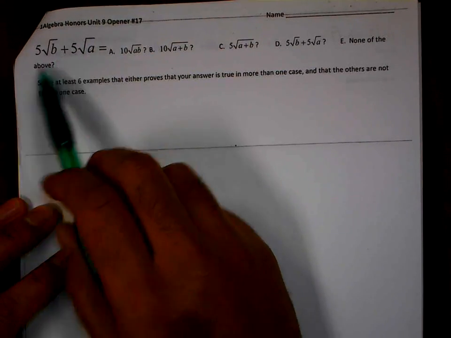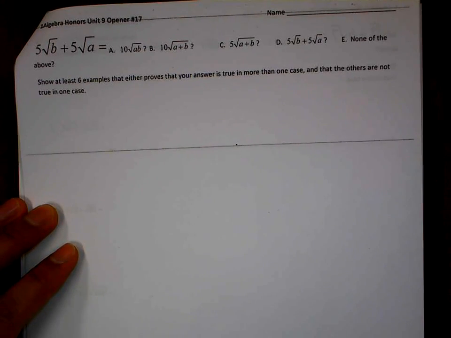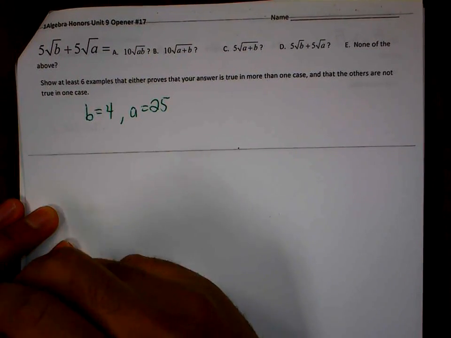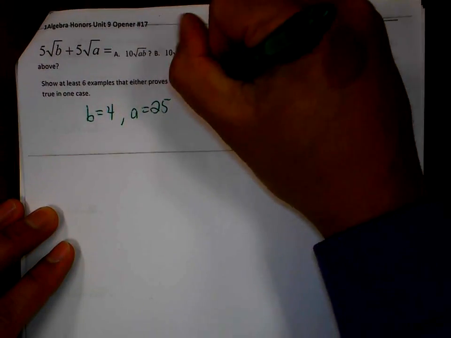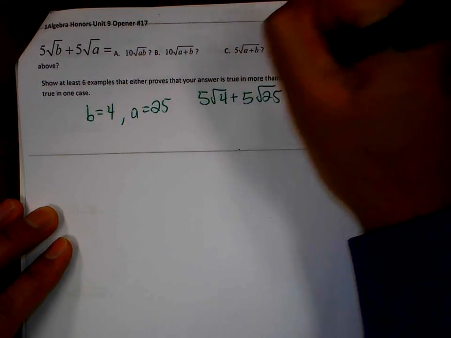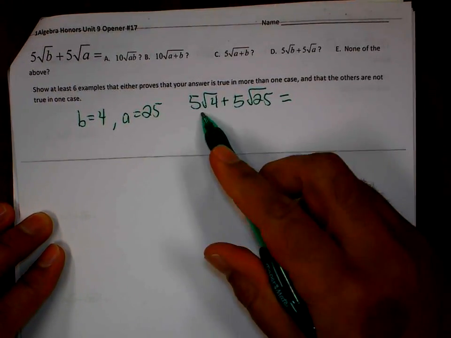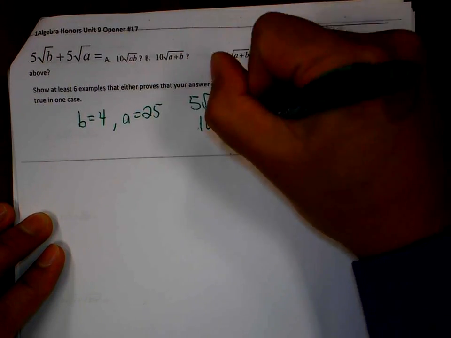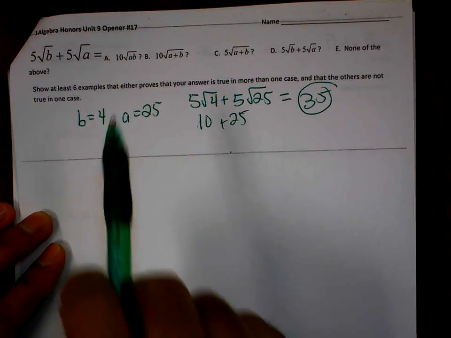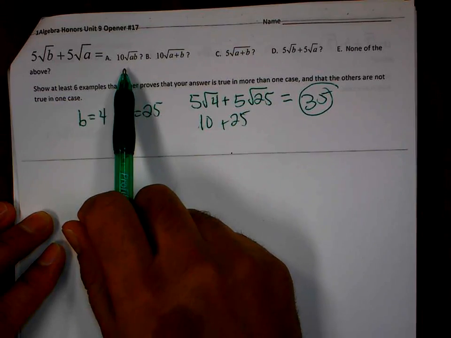So, I know the square root of 4 and the square root of 25. So let's use B as 4 and A as 25 and try this. So we know the left side should compute to, let's see, 5 square root of 4 plus 5 square root of 25 equals, this is 10 plus 25, which is 35. So 35 is what we're seeking with these numbers. So let's try it out.